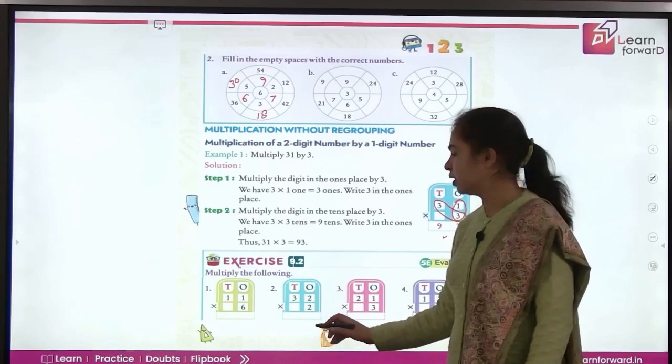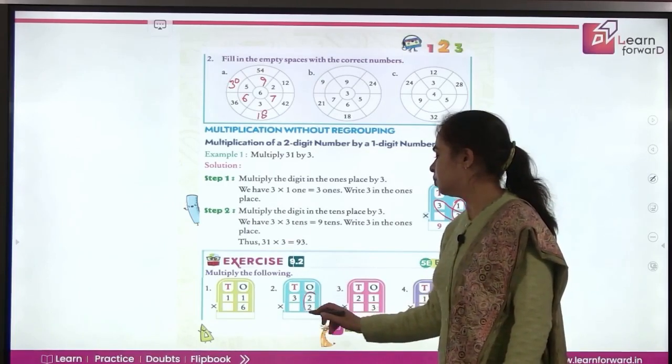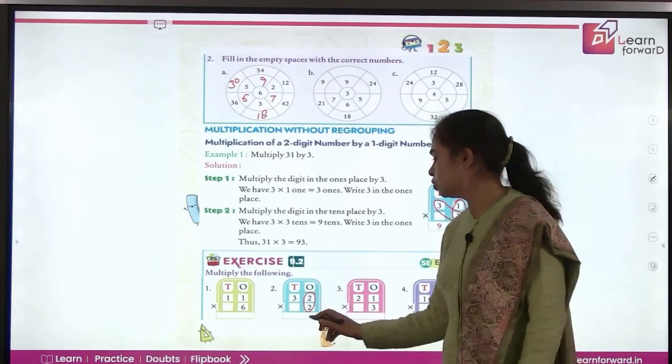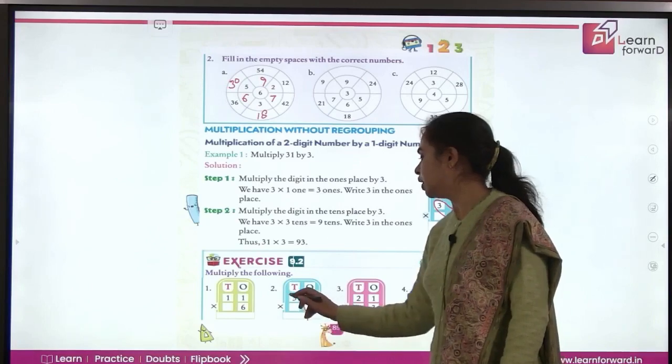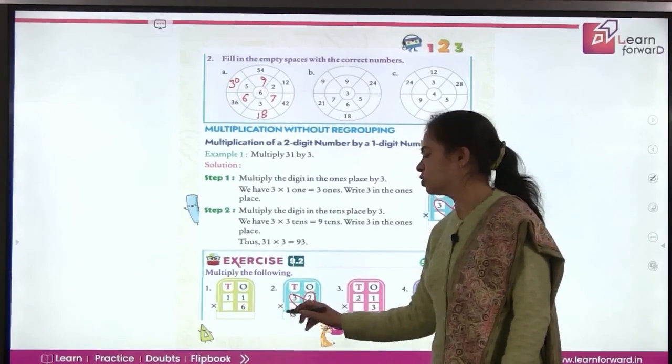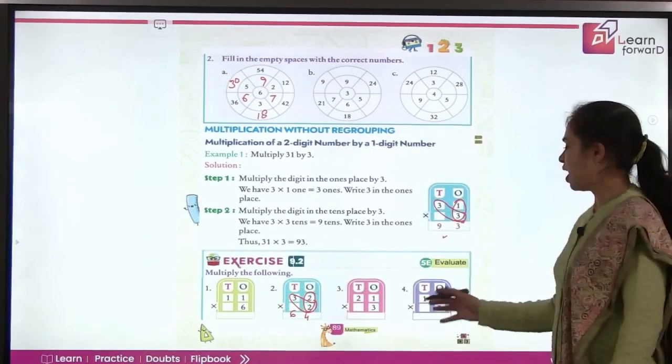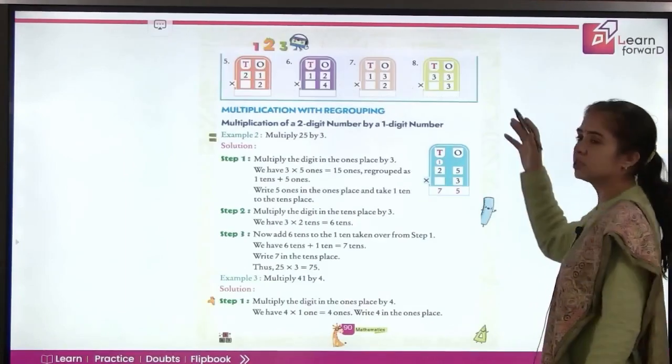Numbers are written correctly, carefully. So first we'll multiply from the ones place. 2 times 2 is 4. Now 2 times 3 is 6. So 64 is your answer. So have fun doing more of the multiplication sums yourselves.